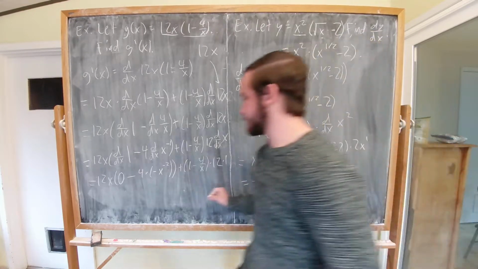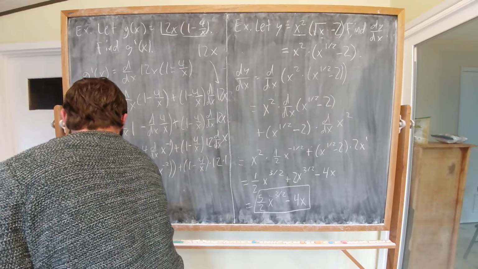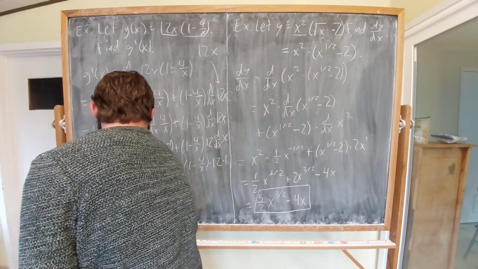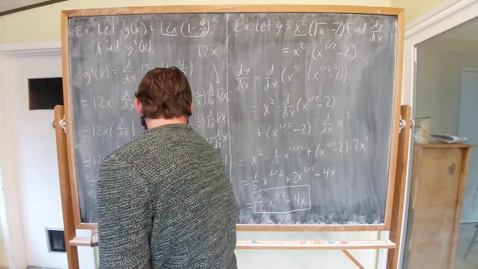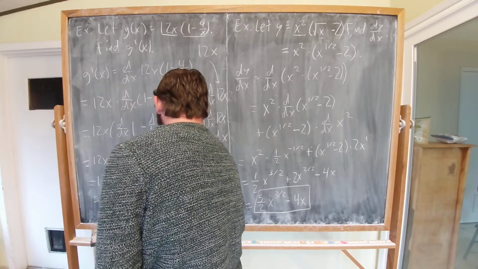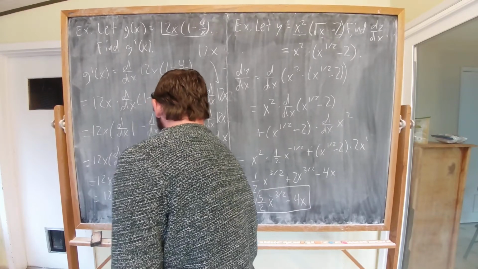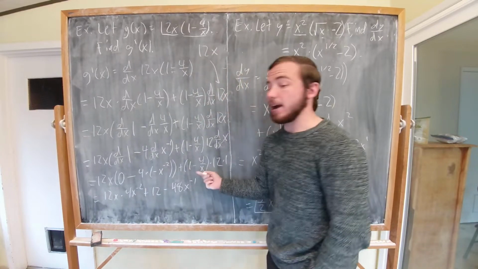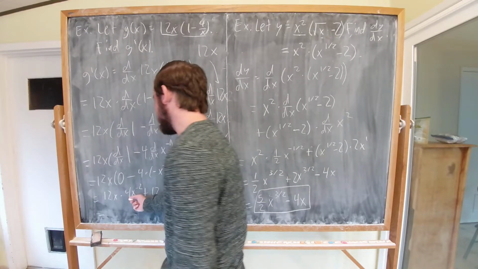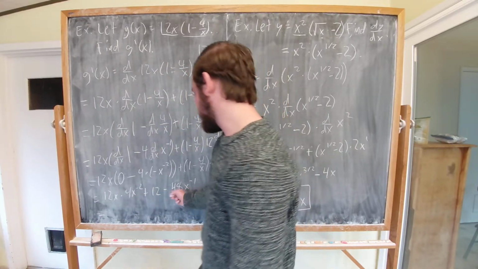Now it's just algebra. This gives us 12x times positive 4x to the negative second plus 12 minus 48x to the negative first. Let's write that out. Again, just using the distributive property everywhere. This will give us 48x to the negative first as well.